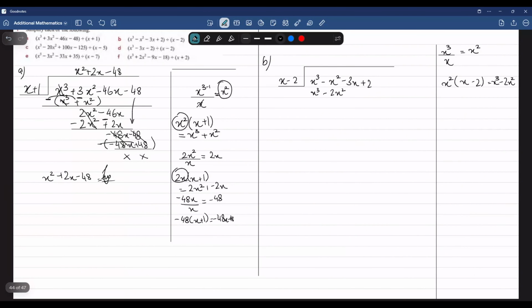And how did that come? When we input x squared. Now subtract: this would become negative and this would become positive. And then we subtract, this cancels down. Negative x squared plus 2x squared is going to give us x squared minus 3x, because we have to bring this down.